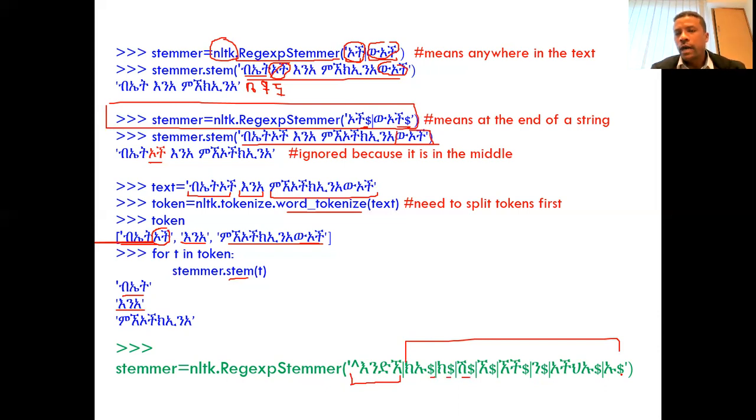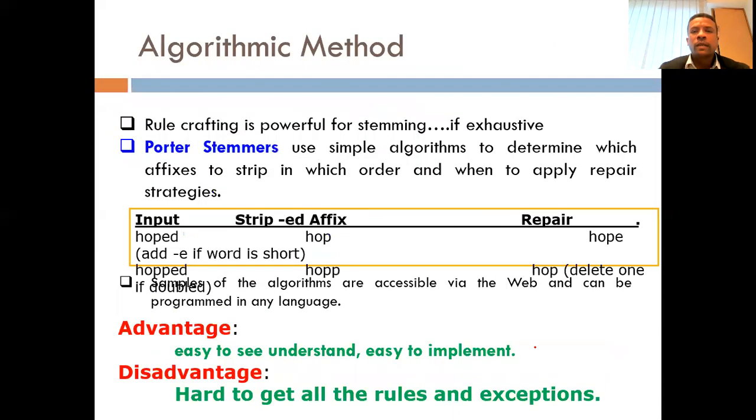But whenever you do that, if you do it using regular expressions, then it's a rule-based system. And in a rule-based system, you have to know the patterns exhaustively. So you have to know what the prefixes are and what the suffixes are. So most of the time, what we use is an algorithmic approach. And in an algorithmic approach, as I said, if you use rule crafting, it's very powerful, but we know that you have to be exhaustive. You have to exhaustively list all the rules.